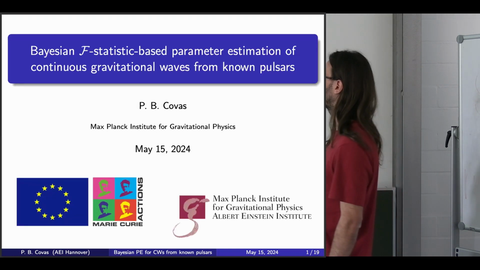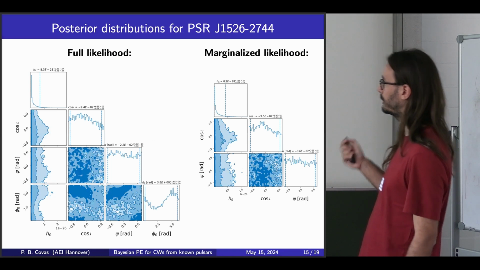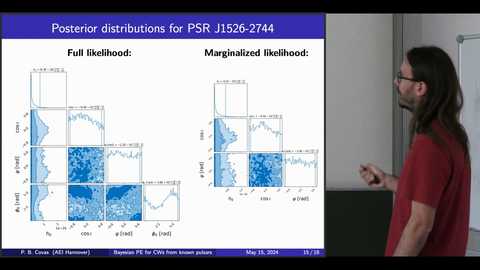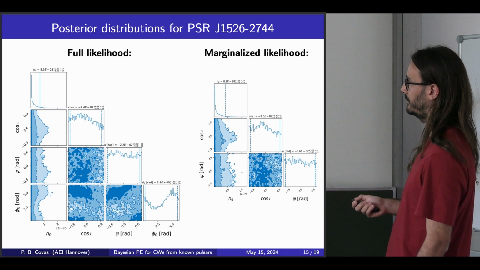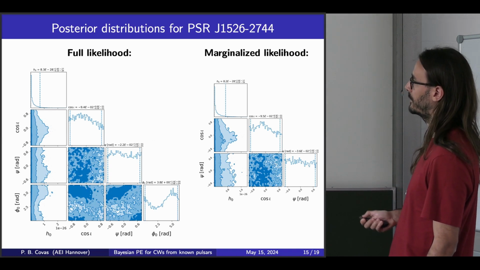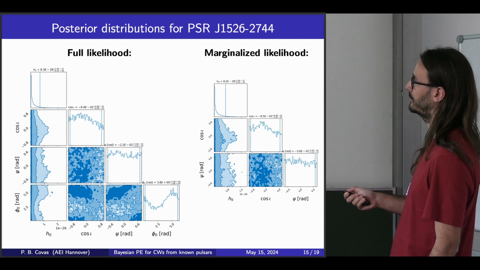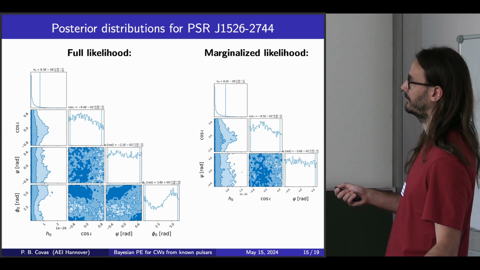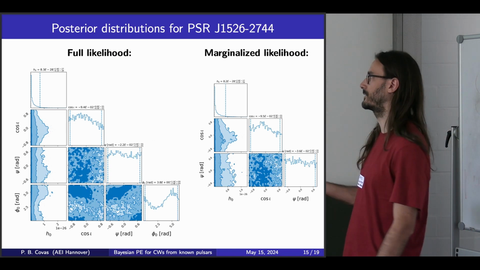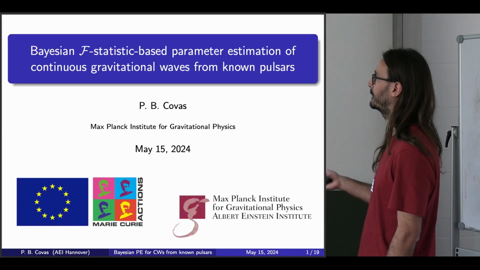Here you can see the posterior distributions for the actual search with both of the different likelihoods. The important column to look at is the leftmost one, which shows the posterior on the gravitational wave amplitude. You can see that the mode is basically on the leftmost side of our prior, which is saying that there's no signal and this is compatible with noise.